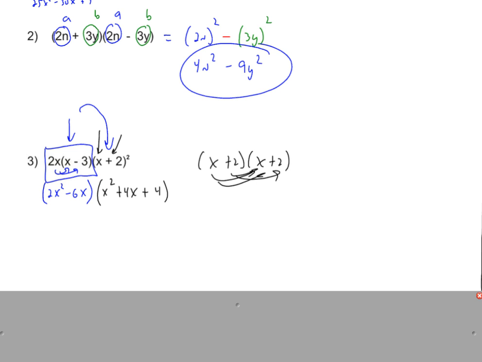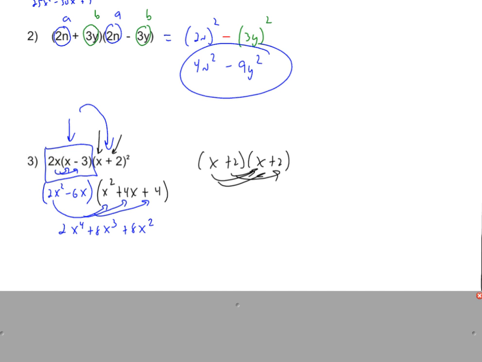Okay? Let's finish this thing up by doing the multiplication. If you want to finish it on your own, go ahead and pause the video. But we're just distributing, right? So 2x squared times x squared is 2x to the fourth, and then a positive 8x cubed, and then a positive 8x squared.